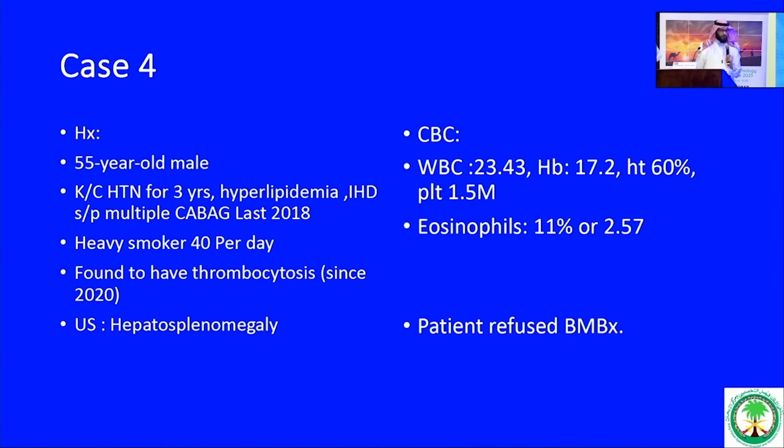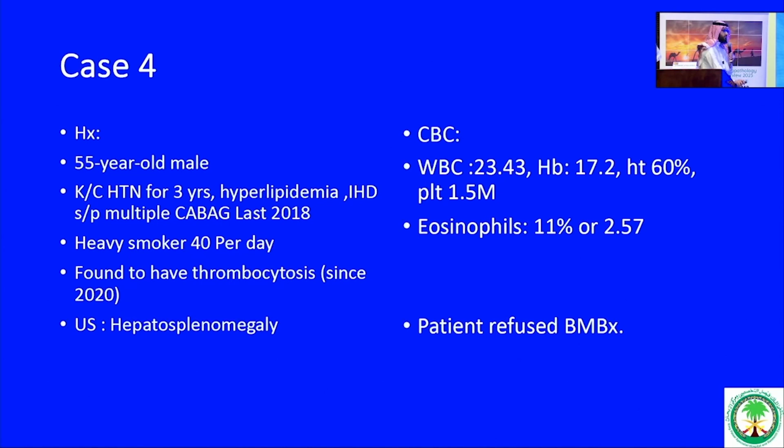Case of a 55-year-old male, known case of hypertension, hyperlipidemia, ischemic heart disease, and all of the diseases seen in elderly individuals, heavy smoker. Now the patient has thrombocytosis since 2020, and also there is hepatosplenomegaly. CBC shows increase in everything. So pancytosis, there is leukocytosis, erythrocytosis, and platelet is 1.5 million, so very high. Interestingly, the patient also has 11% eosinophils, so almost 2,500 cells eosinophils.